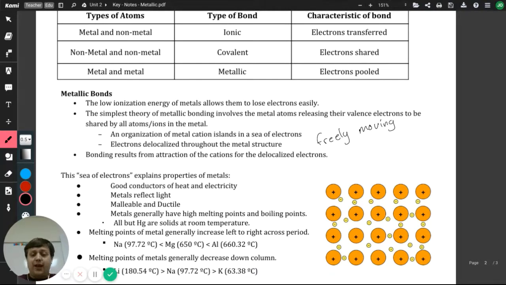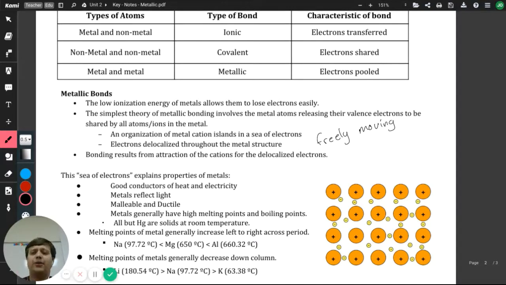And that sea of electrons, those electrons freely moving amongst all those islands, are what make metals have the properties that they have. So the sea explains why they're good conductors. Well, you need to have that charge for that electron to move from one side of a metal to another. So they make fantastic conductors. They also reflect light. Again, kind of the same idea. We've got to have that charge for that reflective surface to actually form.